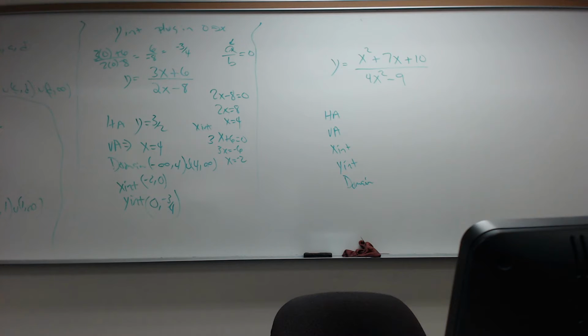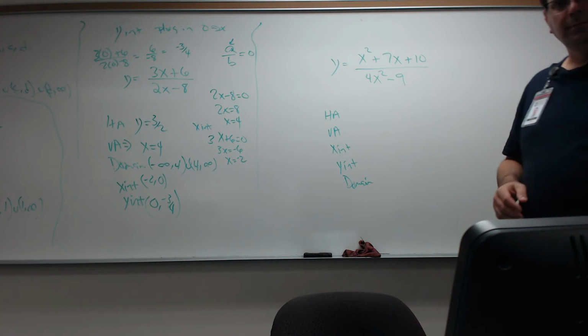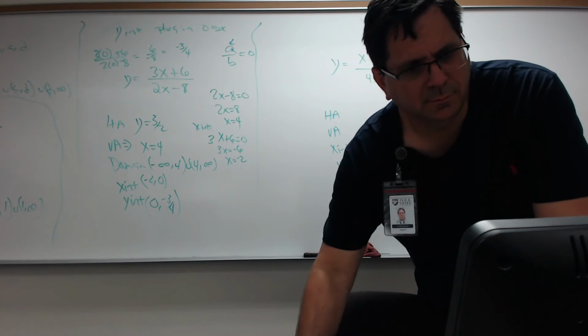Now, we are live streaming, so I'm not going to ask you to go up to the board, because that would be kind of not very nice of me. But if you could just give me your answers, tell me how you found it. Okay. Go ahead, what'd you get? For the horizontal, I got y equals 1/4. How'd you find that? It's just the coefficients since the degrees are equal.